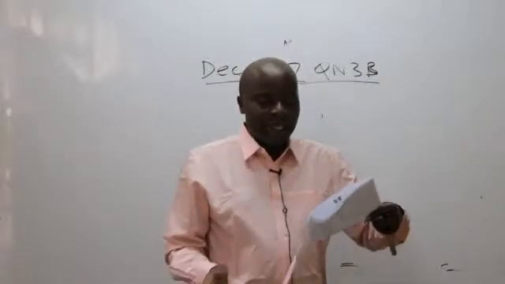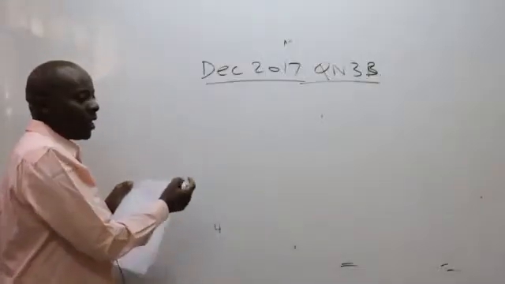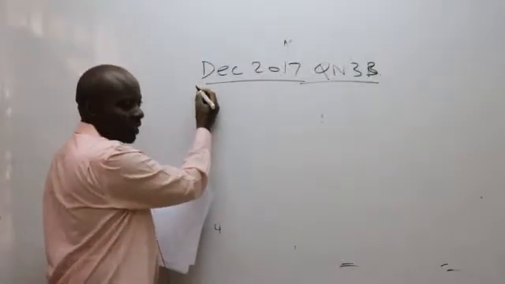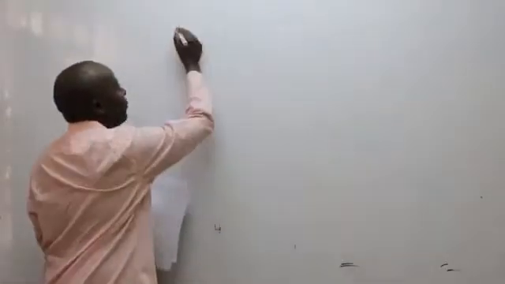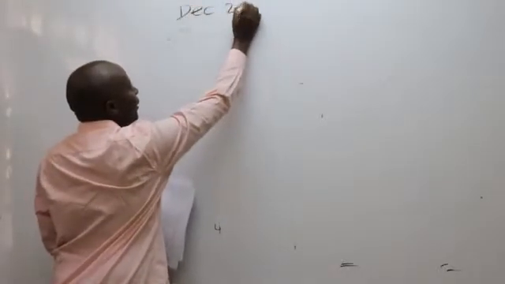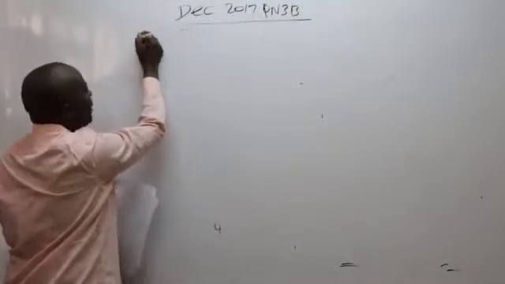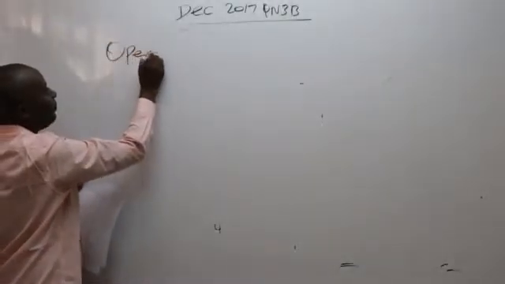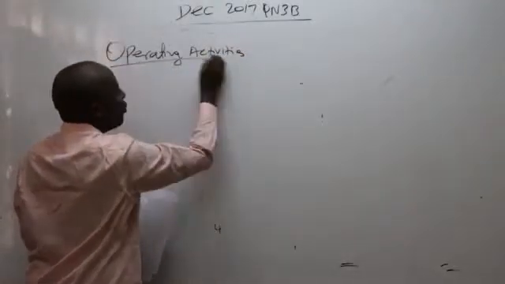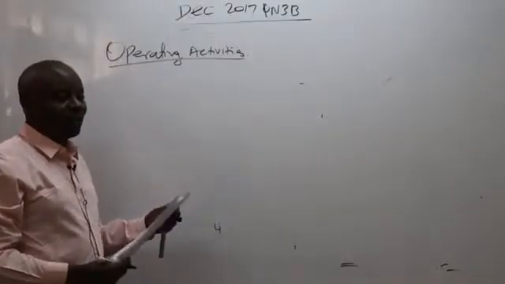Ladies and gentlemen, if it's a group cash flow statement, where do we start? Of course, I know I must start with operating activities. So we have our operating activities. Which other activities do we have in our group cash flow statement? Which other activity do we have, ladies and gentlemen?